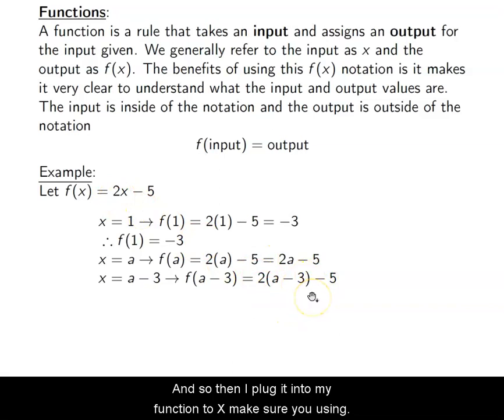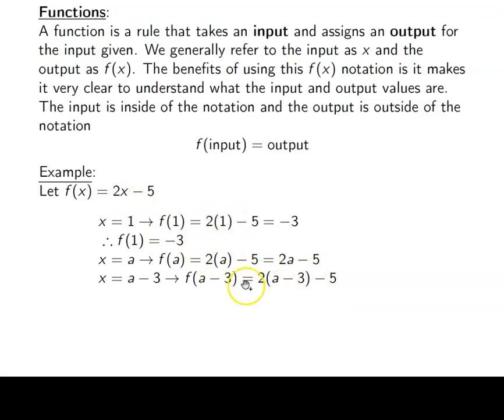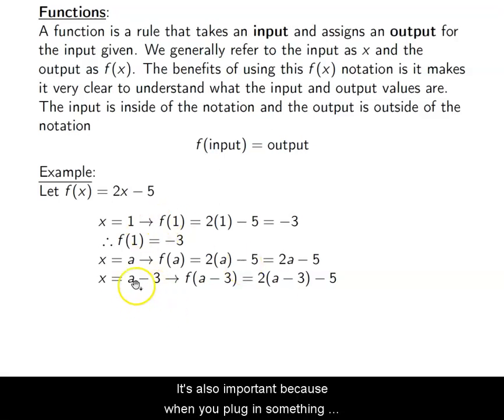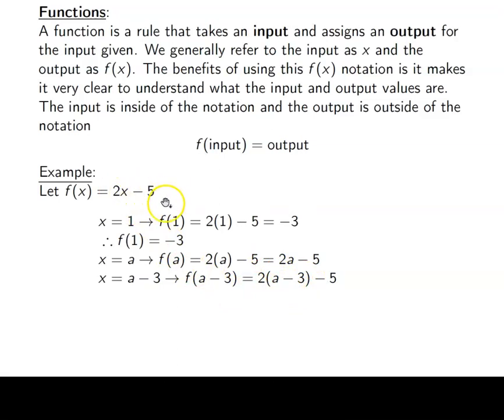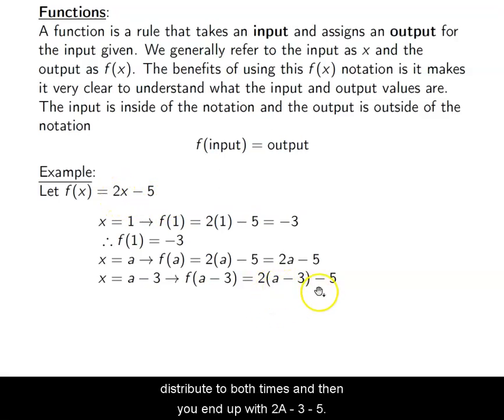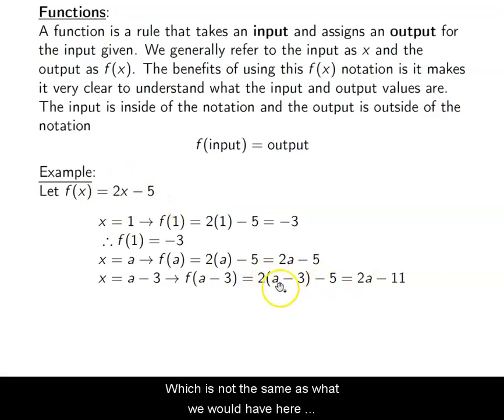Make sure you're using parentheses. As you notice, I'm using parentheses on both previous examples because it indicates to the reader, generally me, who's grading your stuff, that that's what you're plugging in. It's also important because when you plug in something weird like a minus 3, the parentheses allow you to understand that everything in here is being doubled, right? Because if I just wrote it as 2a minus 3 minus 5, it's highly possible that you forget that this 2 needs to distribute to both terms, and then you end up with 2a minus 3 minus 5, which is not the same as what we would have here, right?